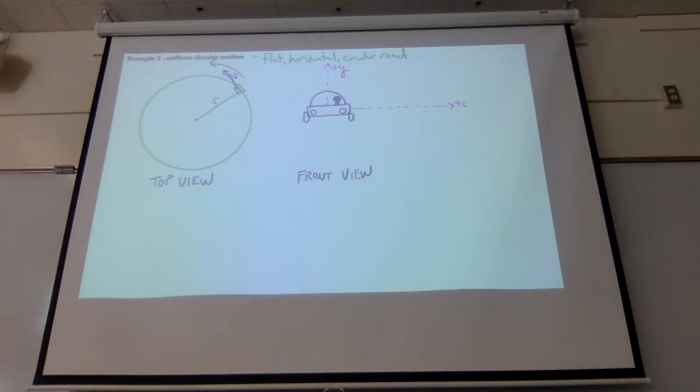Let's see. So, what forces do we have on our Tesla, Nusla, whatever it is? Gravity. Good. Gravity points straight down. What else? Normal points straight up. And then what happens?